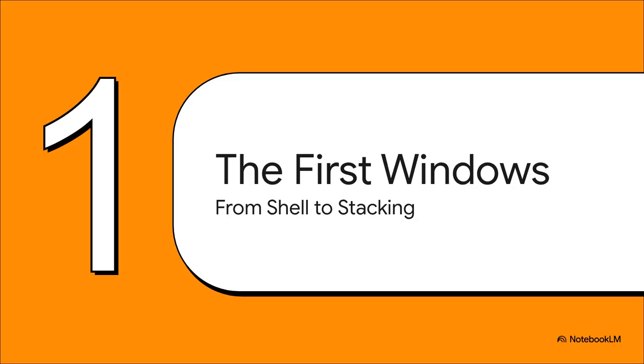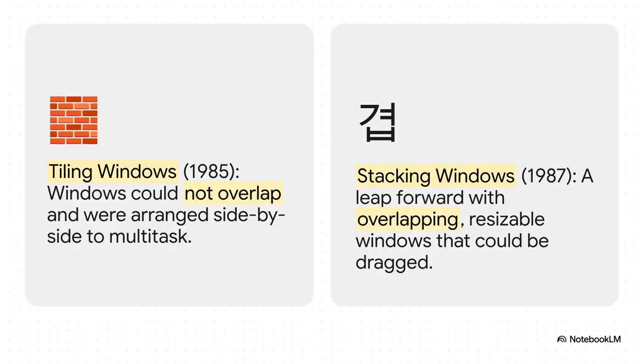Okay, let's kick things off way back in the 1980s. Back then, Windows wasn't even its own operating system. Nope. It was what you'd call a graphical shell that literally ran on top of MS-DOS, all designed to just make computers a little less intimidating to use. The very first version, Windows 1, had this one super strict rule. Windows could not overlap at all. They were tiled, laid out side by side like tiles on a floor.